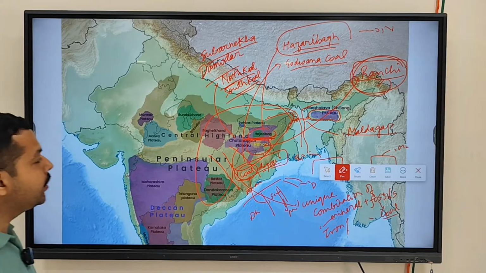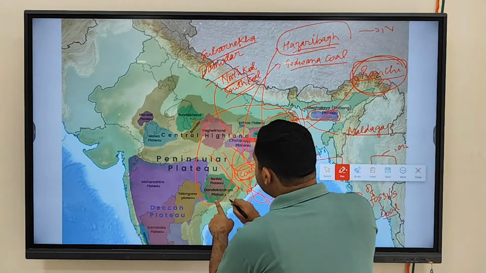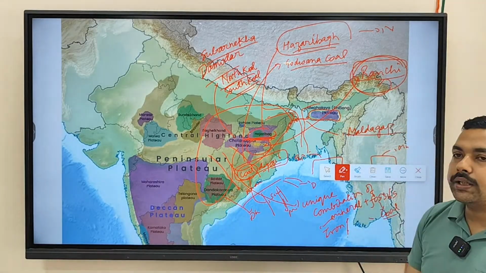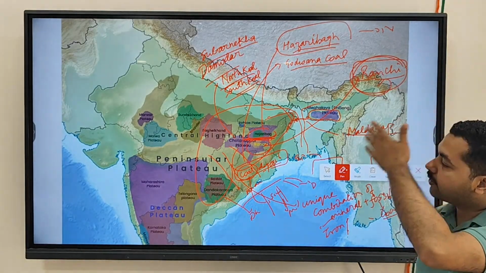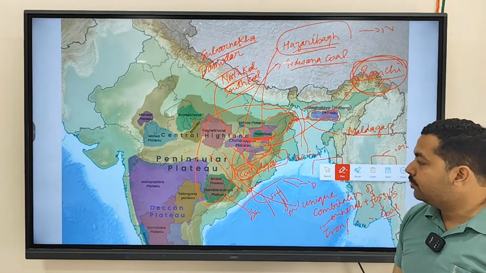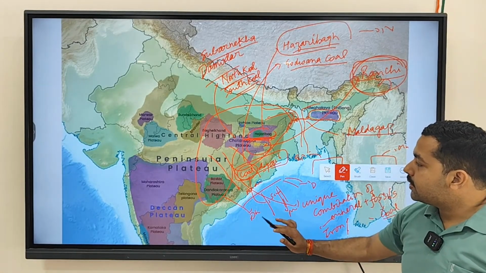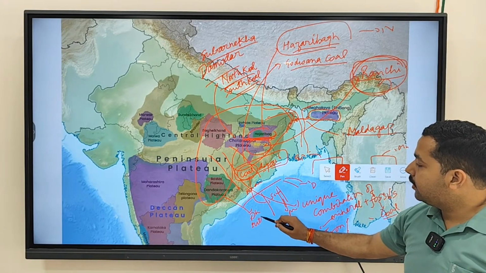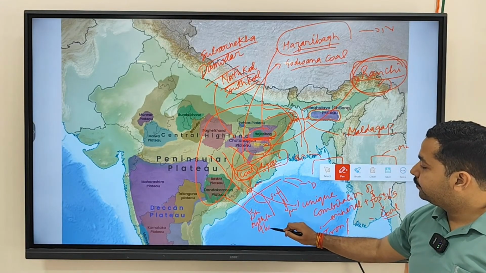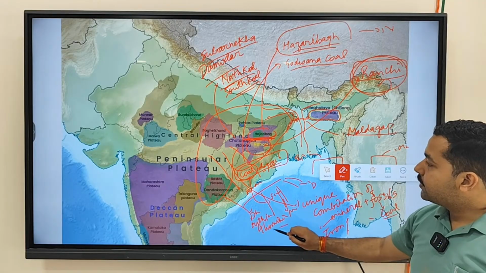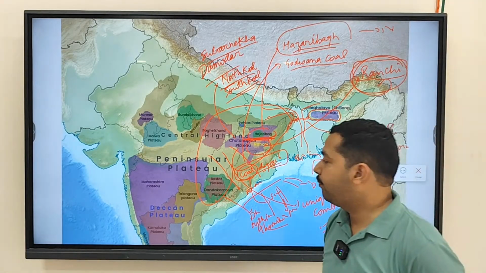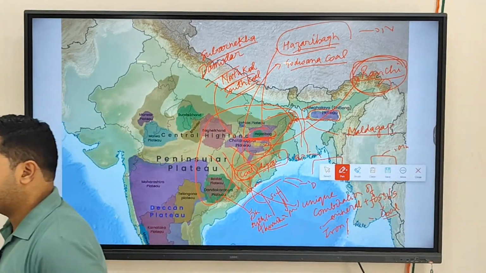Next, lastly, at the southern edge, you will find which plateau? Dandakaranya Plateau. Now, this plateau region is rich in what? Rich in aluminium. Clear? This plateau region is rich in aluminium.